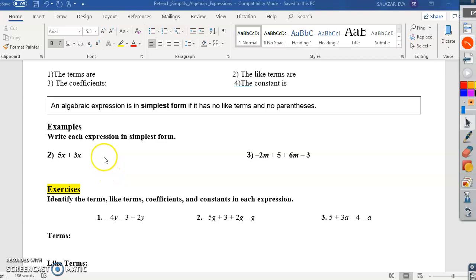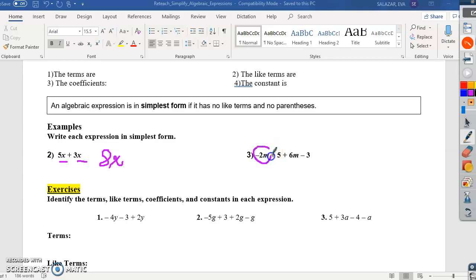Some examples here that we have are simplifying the expression. So we're looking at 5x plus 3x. In order for us to simplify the expression, we must have no parentheses, and all your like terms must be either added or subtracted. In this case, we're going to be adding these like terms. We know they are alike because they carry the same variables. So my answer here is 8x.